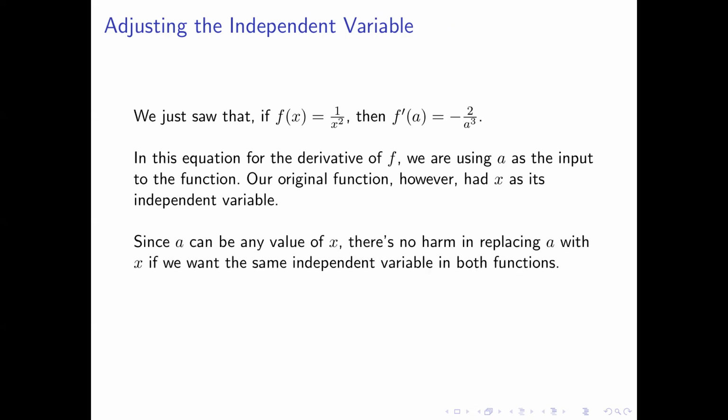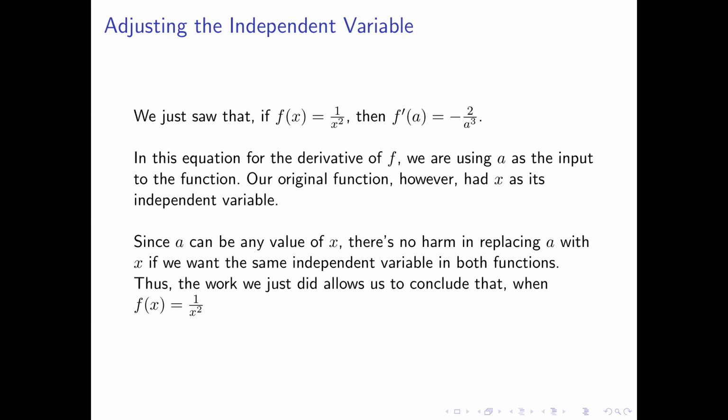The good news here is that nothing much really matters when it comes to these letters. A here can be any value of x that we want. So in a sense, there's a little bit of redundancy. Since x can already be any value of that variable, we can replace a with x in our equation that defines our derivative, and we'll be talking about the exact same function. So what we can conclude here is that when f of x equals 1 over x squared, f prime of x equals -2 over x cubed.